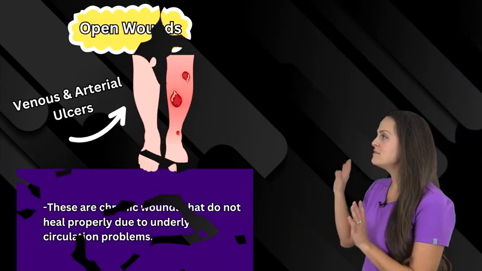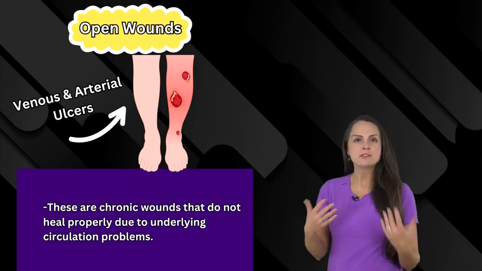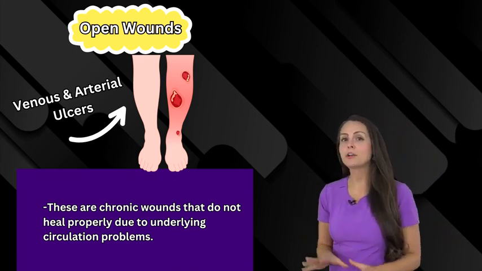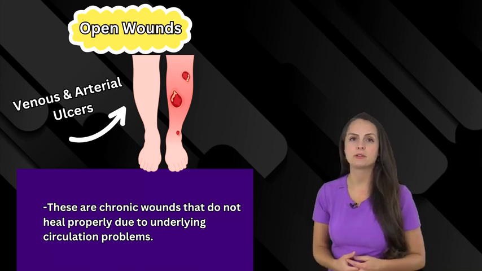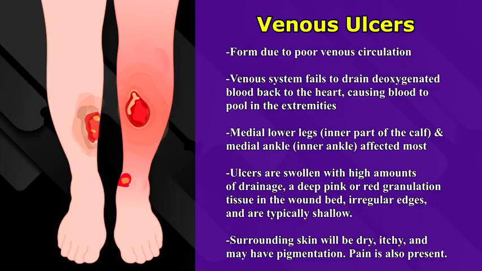And then lastly, we have venous and arterial wounds. So these type of wounds are actually considered chronic wounds because they don't heal properly due to underlying circulation problems. So first up are venous ulcers, and these form due to poor venous circulation. Here, the venous system fails to drain deoxygenated blood back to the heart, which causes blood to pool in the extremities, and this leads to tissue damage, hence our ulcer formation. The most common affected areas are the medial lower legs, so the inner part of the calf, and the medial ankle, so we're talking about the inner ankle.